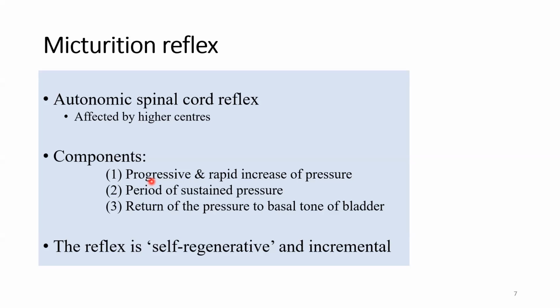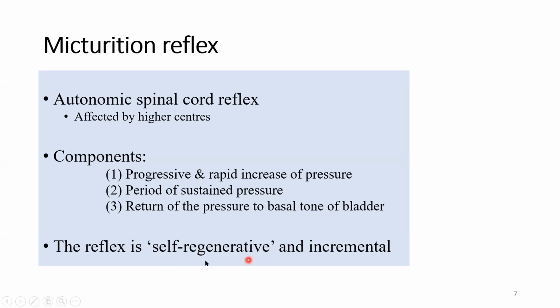And when it gets triggered, there is progressive and rapid increase of pressure inside the bladder. Then this pressure will be sustained for a short period of time, and then the pressure will be returned back to basal tone of the bladder. So this is a micturition reflex contraction. The pressure goes up, it stays there, and then it comes down back to baseline. Okay, it will be more clear when we talk about the systematogram.